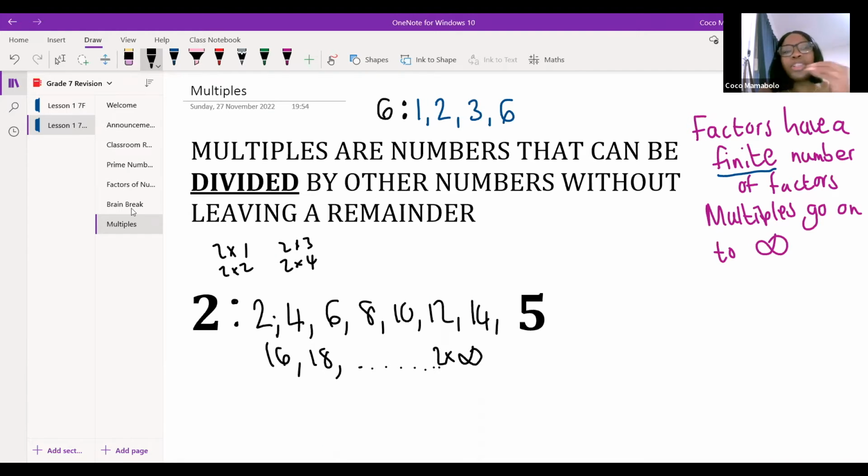All right. I need somebody to give me the multiples of five. I know the multiples of five are very easy. Who can give me the multiples of five?